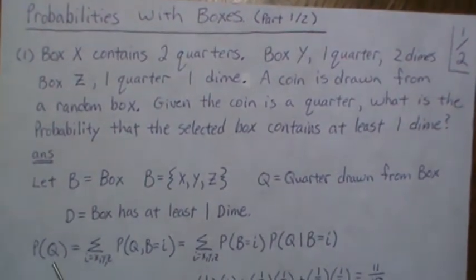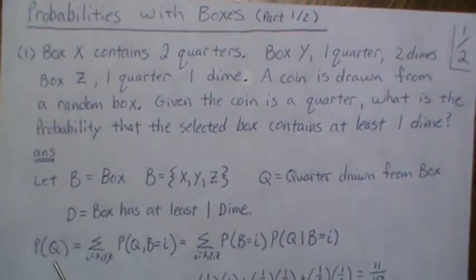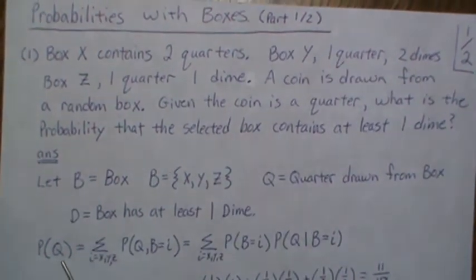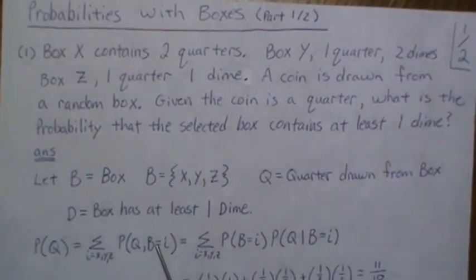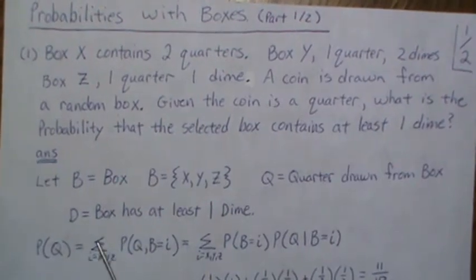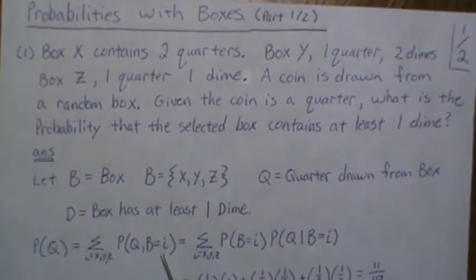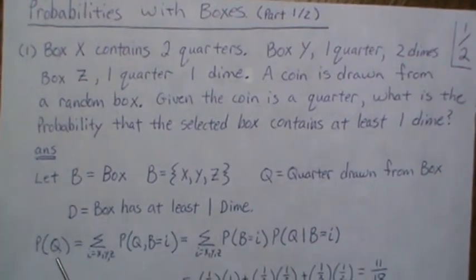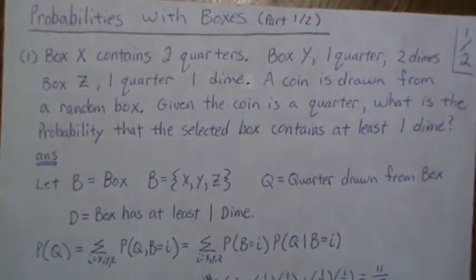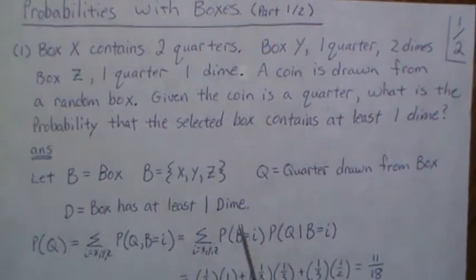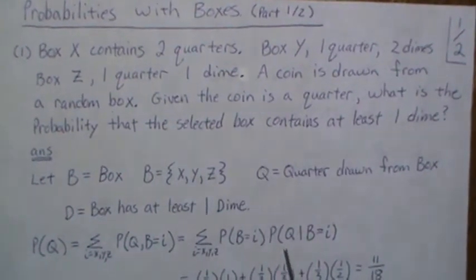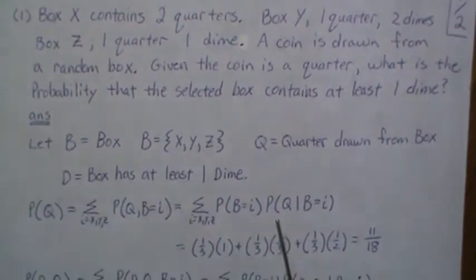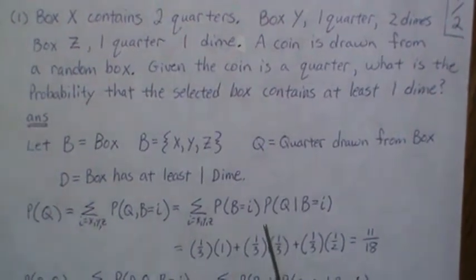So the probability that a quarter is drawn from the box. If we introduce another variable called box and then sum over the possibilities, X, Y, Z, then this probability is the same as our original probability that a quarter is drawn from the box. This can be represented in conditional probability form. And now we start plugging in what we know.